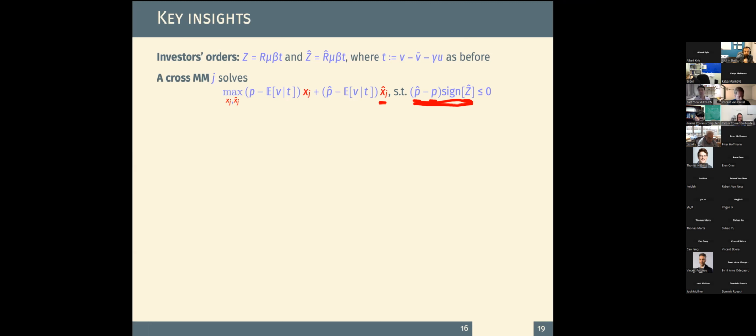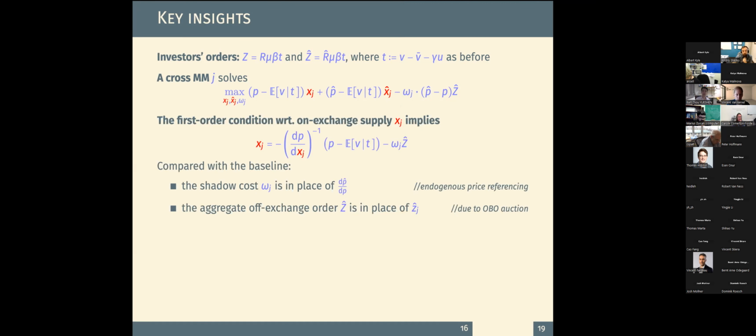I can rewrite this optimization problem into a Lagrangian. The first component is the profit as before. Now we have a Lagrangian coefficient omega_j here, and this is the constraint we saw earlier. What this rewriting does is it gives us the following first order condition. It's very similar to before. The key difference is, remember, this first part is without any off-exchange exposure. So if your Z hat is 0, then this is what you get. This is your pure on-exchange liquidity supply.